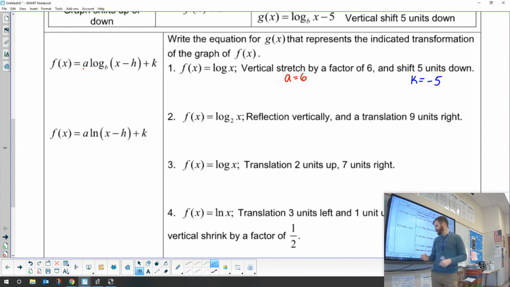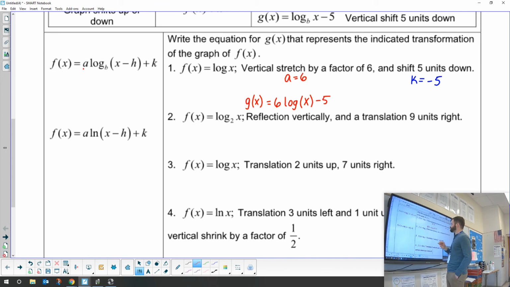So now I can just write my equation. It gives us f of x. It just wants us to rename it. We're just going to relabel it as g of x. So I'm going to go g of x equals, first letter is my a. Do I have an a? Yes, my a is 6. So I'm going to go 6 times log of, I don't have a base for my log, but that's fine. It's just going to be log of x. I don't have an h to go in the parentheses, so then we're just going to have a minus 5 there on the end.